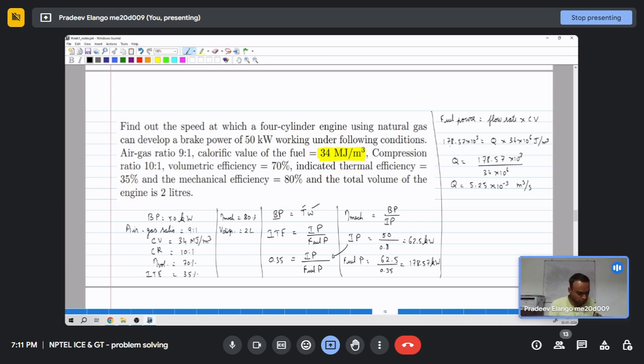So here we have on the left hand side fuel power, we had kilowatt that we have converted to watts, so that is joules per second. On the right hand side we had flow rate into joules per meter cube. So finally we'll get Q as joules per second by joules per meter cube. So this will be meter cube per second.